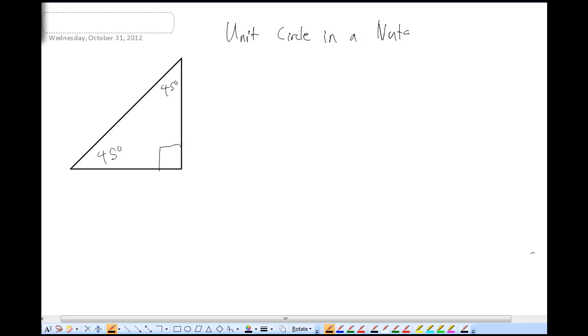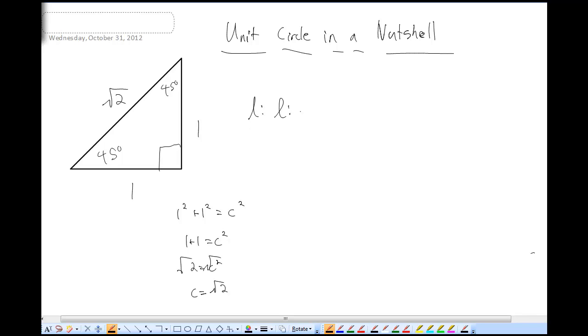Alright, so this is a unit circle in a nutshell. For us to cover what your sine and cosine are, it's a good idea to review 45-45-90 triangles. The ratio of the leg to hypotenuse in a 45-45-90 is 1 to 1 to the square root of 2. And you can confirm that here using the Pythagorean theorem.